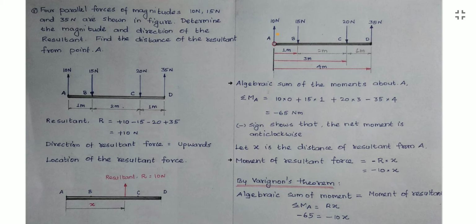First, this 10 Newton force. We know that the moment is equal to force into perpendicular distance. This force is a vertical force, so the perpendicular distance means the horizontal distance only. That's all. Force into distance. So here for the 10 Newton force, the distance is 0: 10 into 0. That's all.